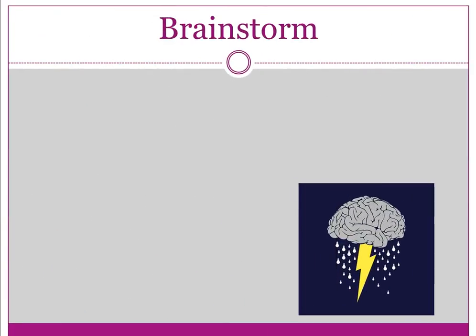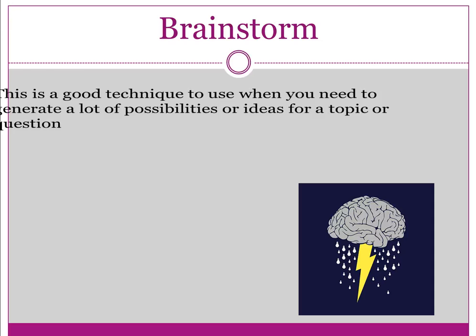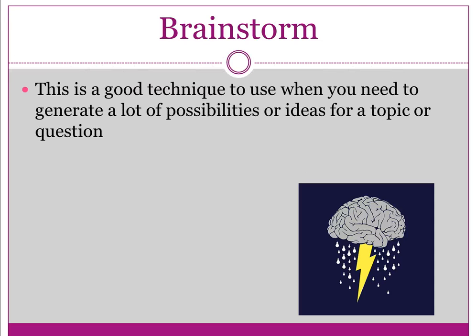Okay, so our first one is a brainstorm. You can see our lovely image there. It's a brain having a lightning storm, and I think this is rather clever because it's little ideas falling out of the brain like rain, and that's what you're hoping for. So this is a good technique to use when you need to generate a lot of possibilities or ideas for a topic or a question.